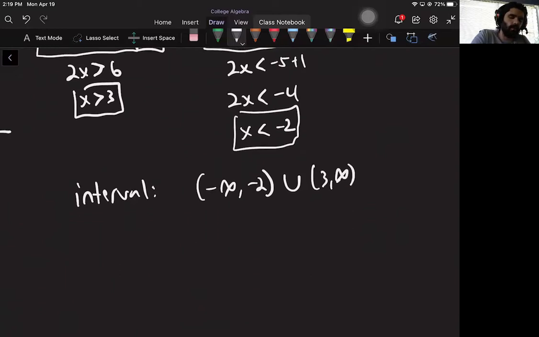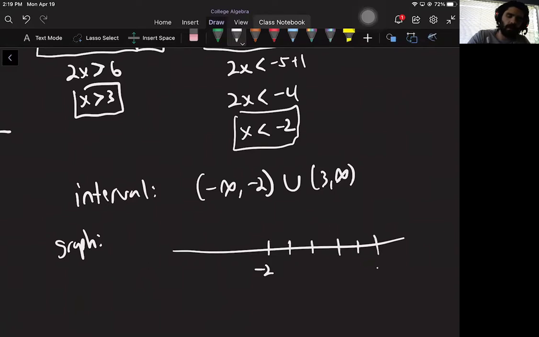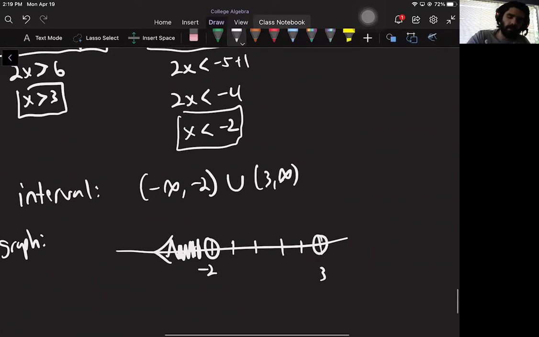And then graphically, this is saying, here's -2, 1, 0, 1, 2, 3. And I have open circles and I could be this way. And I have an open circle and I can be this way. Any of these x values are good.